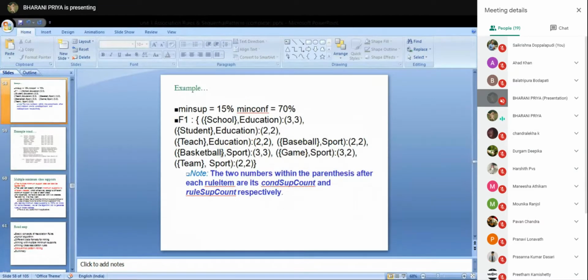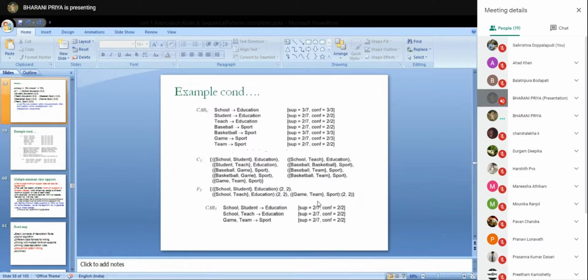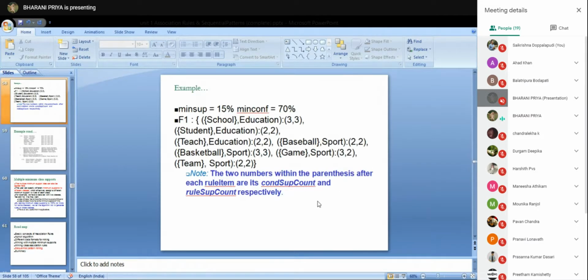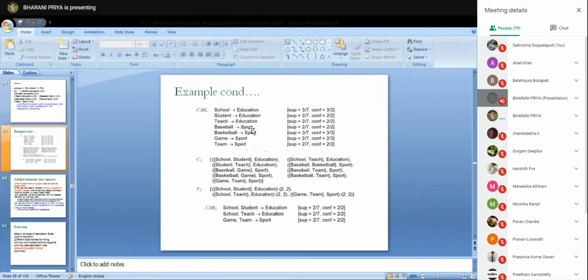Similarly, student education, teach education, and so on. Whichever is not satisfying the minimum support, we are not including it. So from these frequent items, we are generating the rules, school and education with support and confidence, student education.